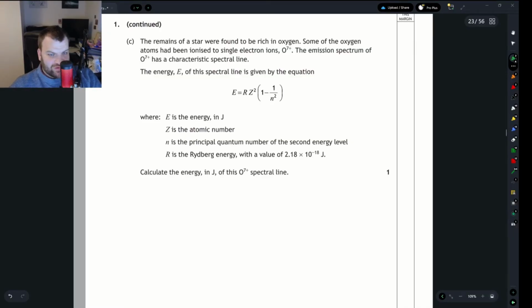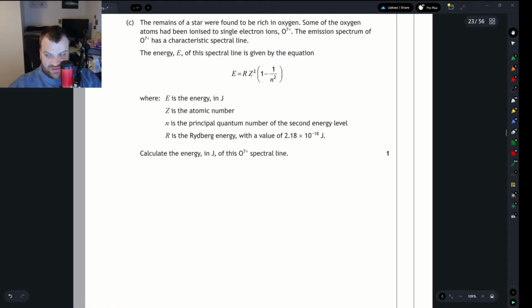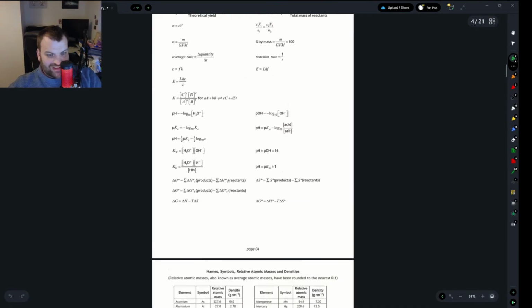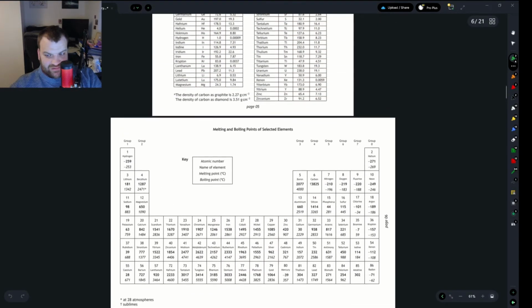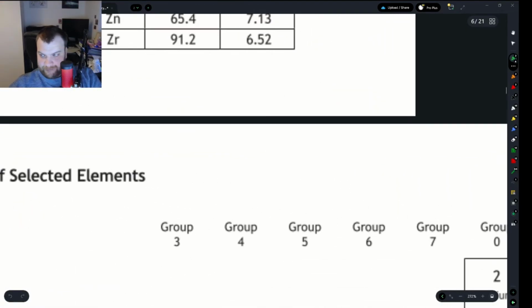here we're talking about an energy associated with a particular spectral line. We're given an equation. We're going to have to try and pop these into this. So we want the energy, which is good. We don't have to do any rearranging. So E equals 2.18 times 10 to the power of minus 18 times Z, which is the atomic number. Atomic number of oxygen is 8. You'll find that in here if you are unsure.